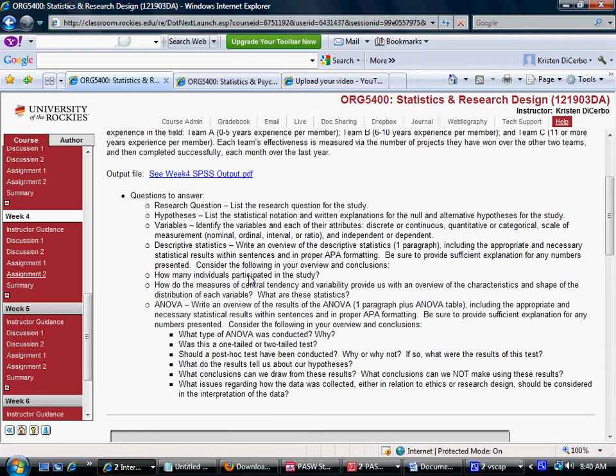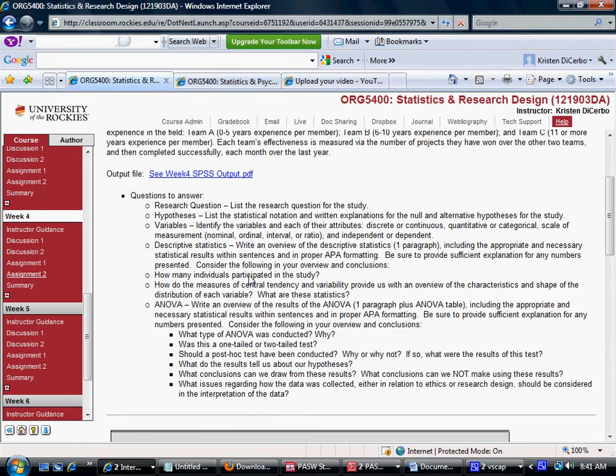This week we have three groups that we want to compare. So our discrete variable has three levels, three groups in it, and we want to see if those three groups differ in some level on their continuous variable. In this case, it's how many projects they're finishing.